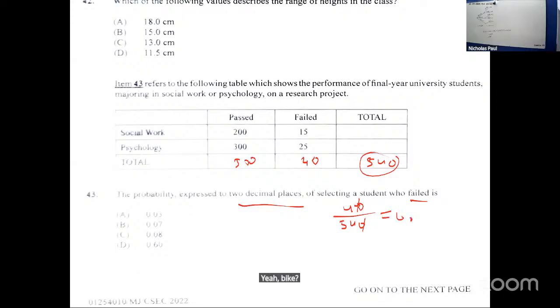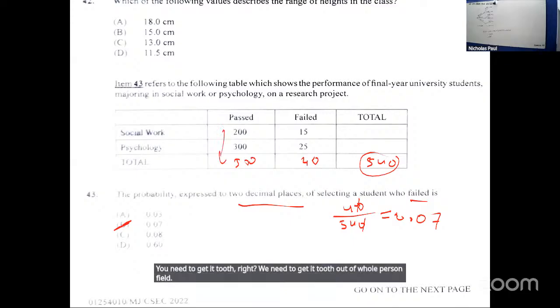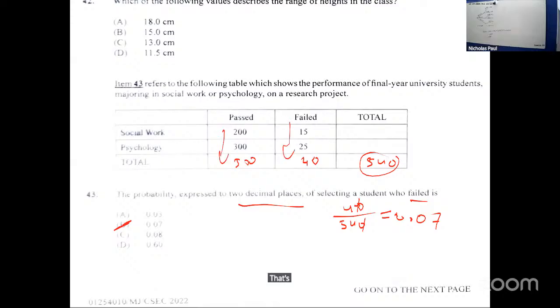So that's 40 over 540. How much is that? 0.07. So the answer is B. You need to get the total first. The way to get the total is to add up all who passed and all who failed. So that's 540.